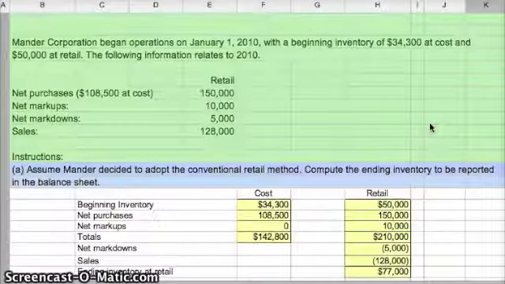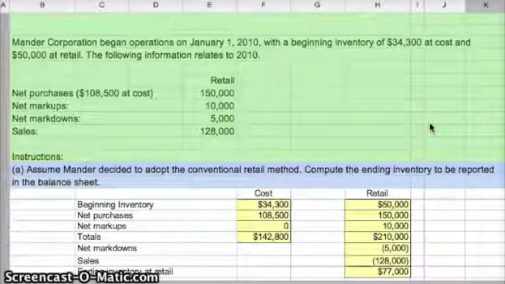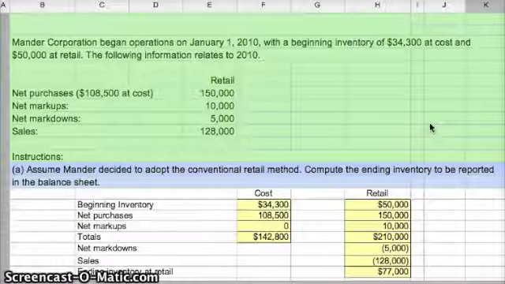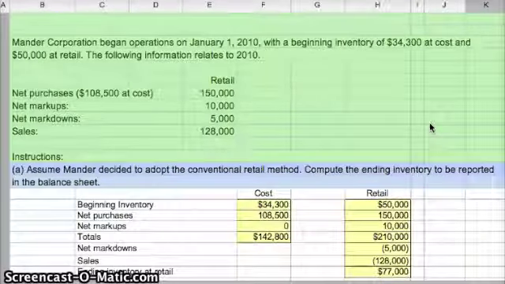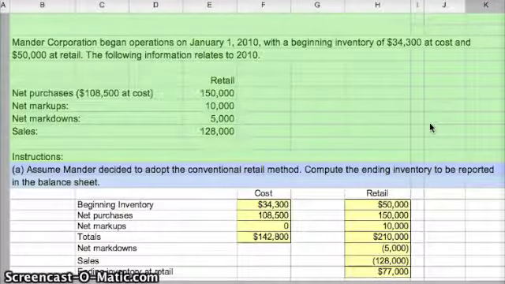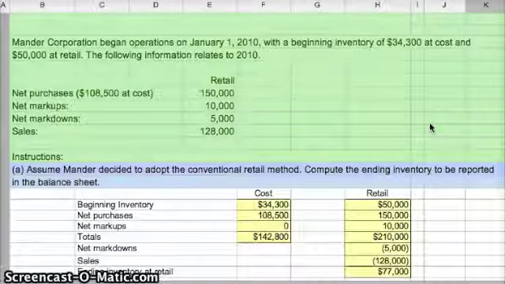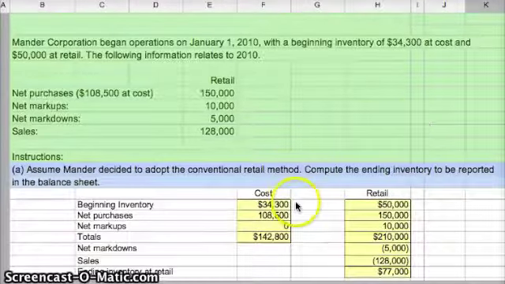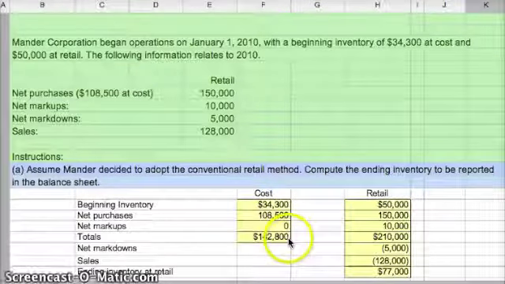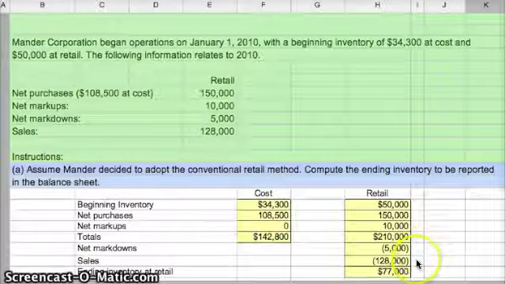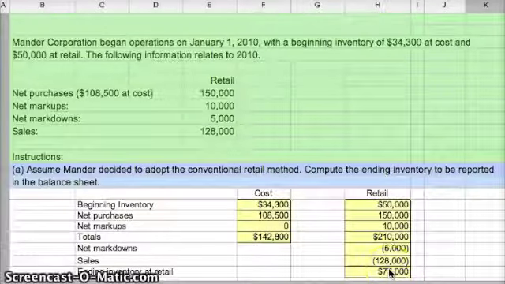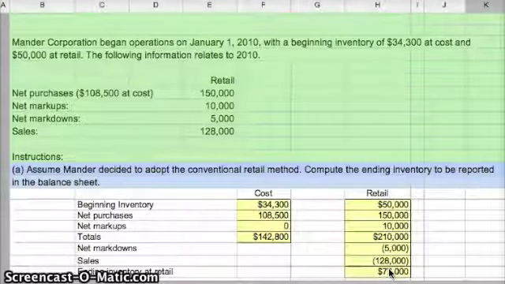Let's begin, shall we? This is a cost to retail problem, and it makes you do ending inventory two ways. So always begin by making two columns, a cost column and a retail column. Calculate the totals. You can see the total for the cost column is 142,800, and the total for the retail column is 77,000, which is the ending inventory at retail.